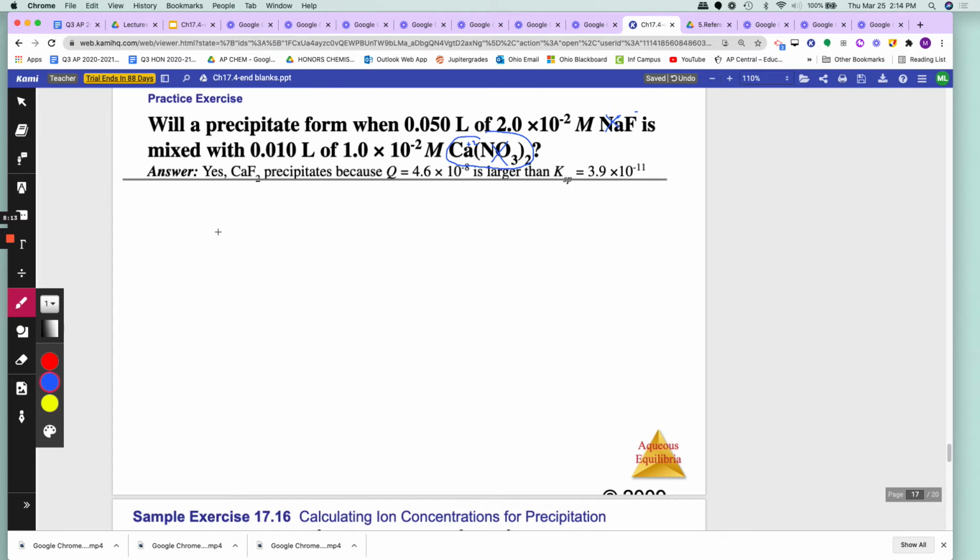I'm going to mix F minus, right? Plus Ca plus 2. And I'm going to make CaF2. Oh, there should be 2 of these, right? It says, will you form a precipitate when you mix these ions together? I know they're ions because sodium is soluble and nitrate is soluble. First thing I do is flip the equation: CaF2 arrow 2F minus plus Ca plus 2.